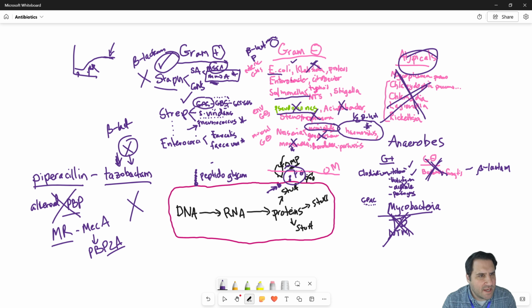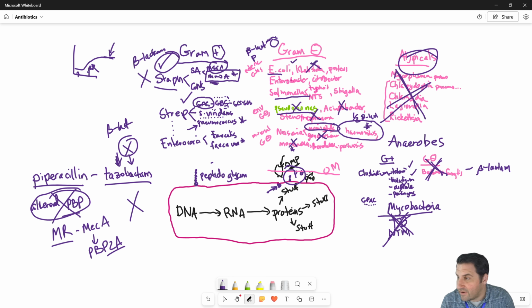Let's see, what else? Pneumococcus. Do you get better pneumococcal coverage with something like piperacillin-tazobactam, or the other beta lactamase inhibitors? What's the answer? The answer is no, right? Because remember, what is the mechanism of resistance for pneumococcus? It's not production of a beta lactamase, it's altered penicillin binding proteins. So you do not get any better coverage.